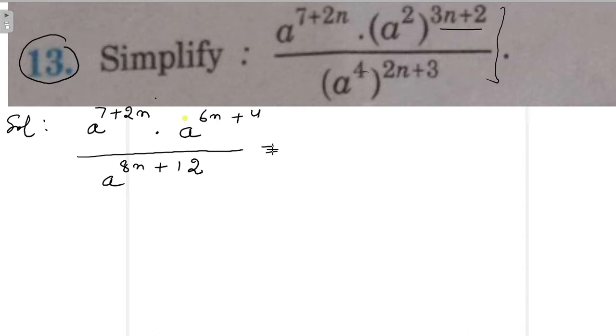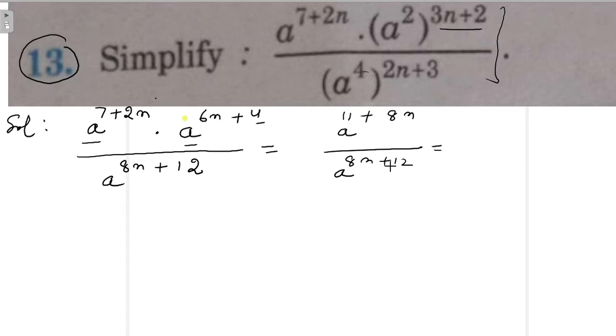Now the bases are the same, so the powers are going to add. This number is going to add with this number, and 2n is going to add with 6n. So 7 plus 4 is 11, 6n plus 2n is 8n. So a raised to power 8n plus 12 is here.